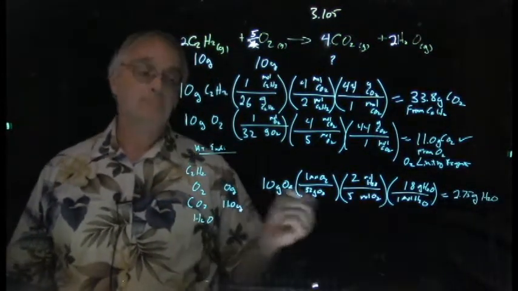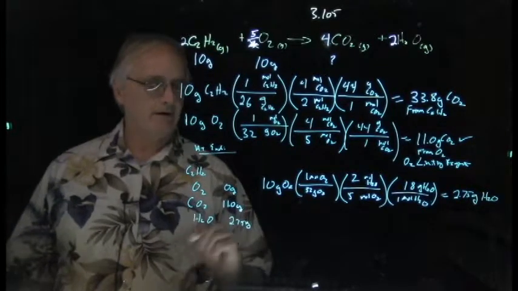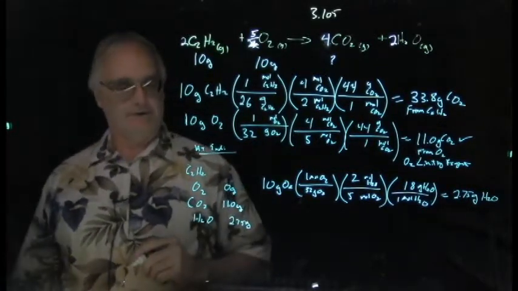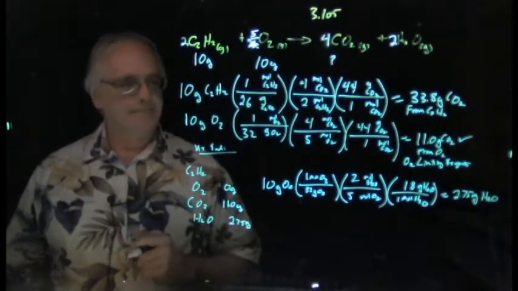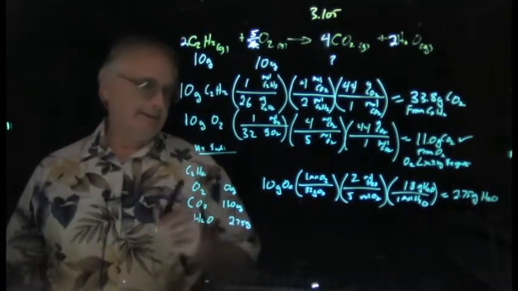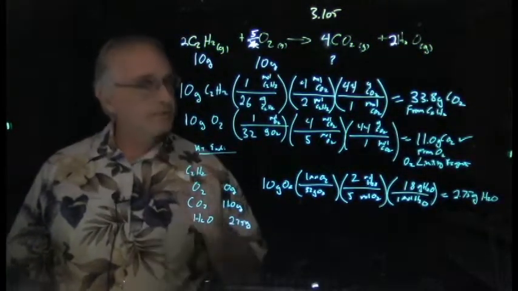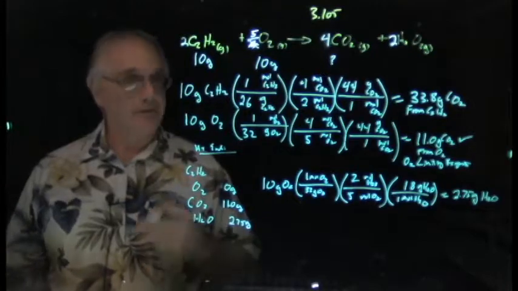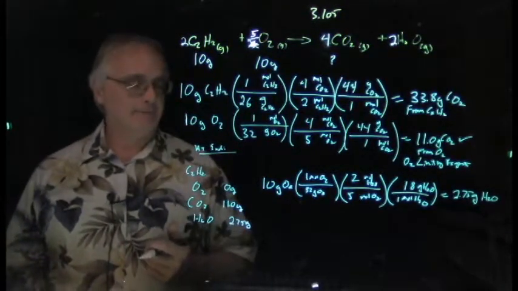Of water. We got that one now. 2.75 grams of water when the reaction is done. So 11 grams of carbon dioxide, 2.7 grams of water. The last one they want then is how much acetylene is left over. We used up some of it. We don't have 10 grams anymore. Some of it's been consumed. But how much is left?